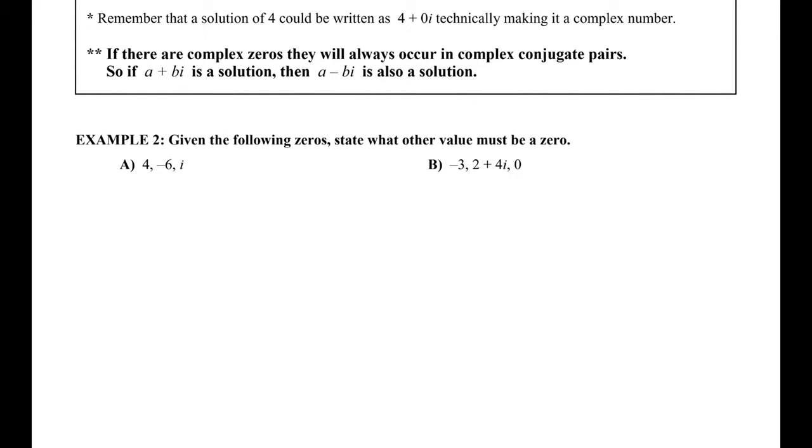For example 2, they want us to, given the following zeros, state what other values must also be a 0. When it asks you this, you are looking for imaginary numbers. If i is a 0, its complex conjugate, negative i, must also be a 0. And for example B, if 2 plus 4i is a 0, its complex conjugate, 2 minus 4i, must be a 0. Let's look at this further on the next page.